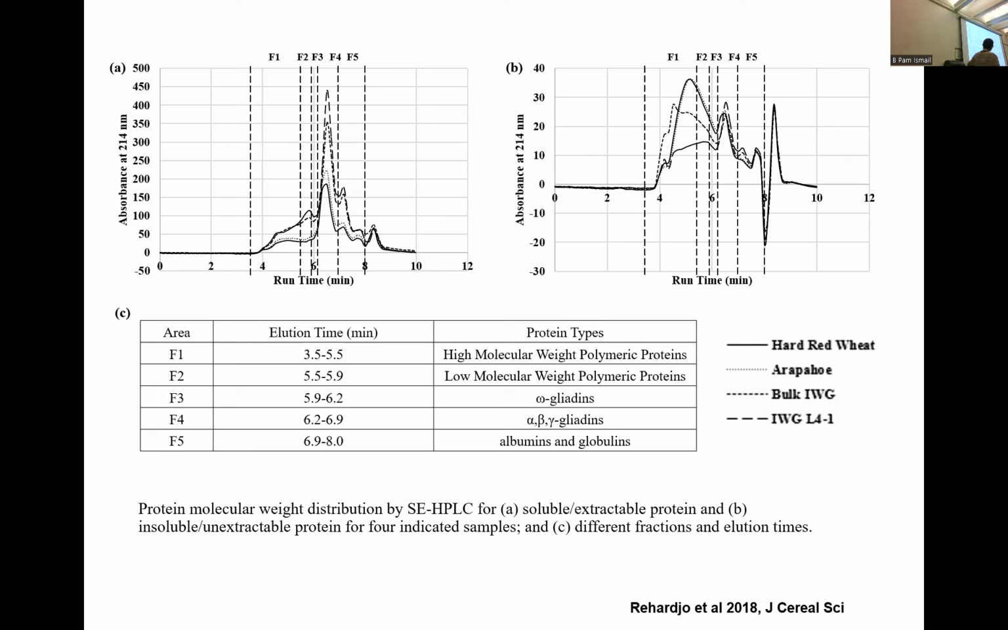The side experience looked at semi-quantitative differences in those fractions: the albumin and globulins, which are non-functional, the gliadins, the low molecular weight polymeric proteins, that means the low molecular weight glutenins, and the high molecular weight polymeric proteins, or high molecular weight glutenins.